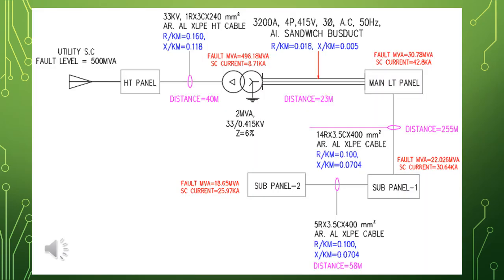Finally, we have determined the fault MVA and short circuit current at the transformer, main LT panel, sub-panel 1 and sub-panel 2. This comprehensive analysis allows us to understand the fault conditions at each level in the electrical system, helping to ensure proper protection and performance.